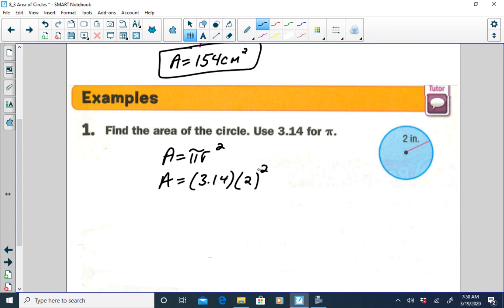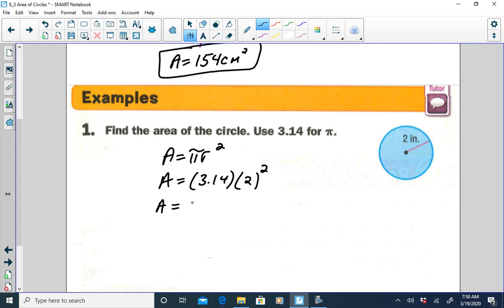A lot of times students will forget to square that radius. It's pi times the radius squared. Now, depending upon the calculators that you're using, we do need to use the order of operations. If you're using the wrong type of calculator, your calculator is going to multiply 3.14 times 2 first, then square it. We have to be sure to use the order of operations, so we have to do the exponents first before we do this multiplication step. So we're going to do the exponent first.